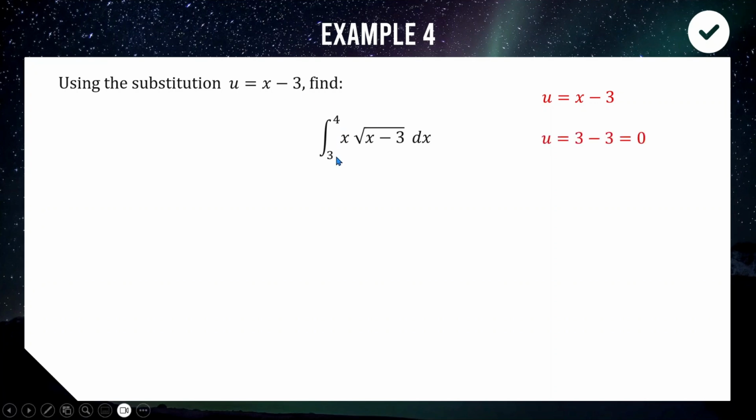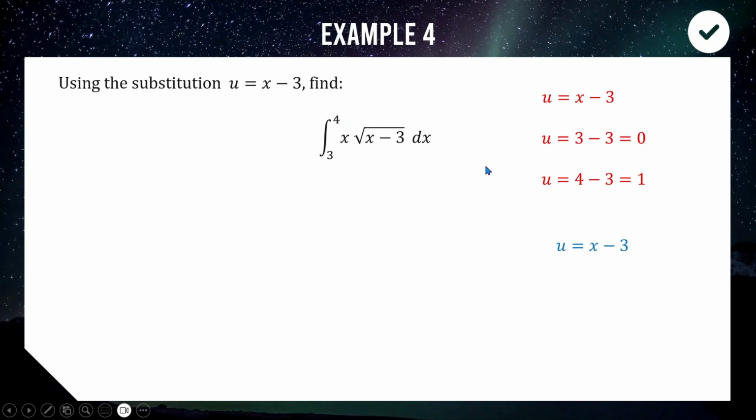So turning our two x values of 3 and 4 into u values using the substitution. So first one is u equals 3 minus 3, which is 0. So the bottom number is going to become 0 now. And for the top one, we have u equals 4 minus 3, putting into the substitution. So our top number is turning into a 1. So our limits now are going to be between 0 and 1.